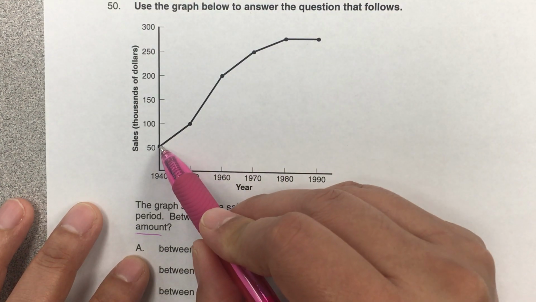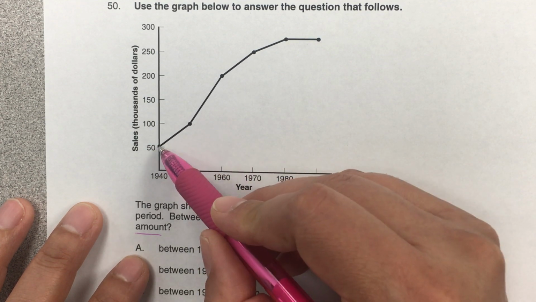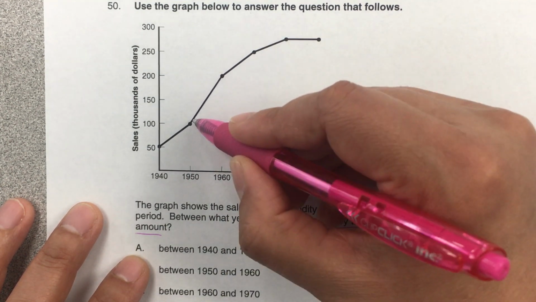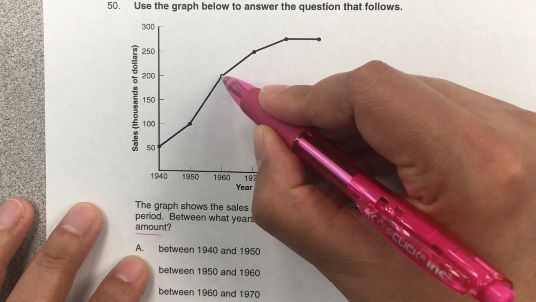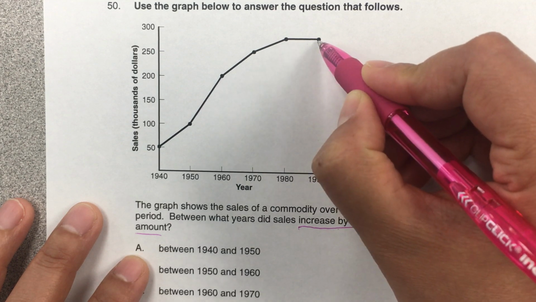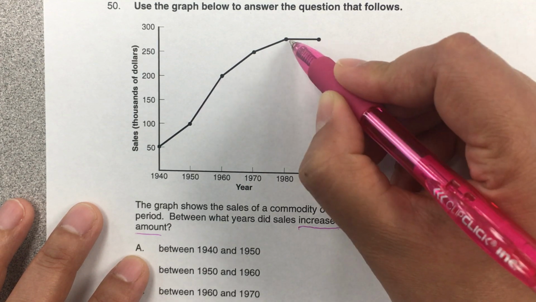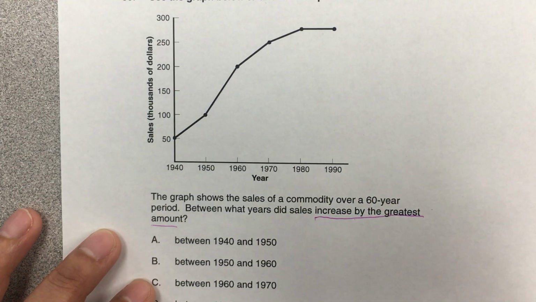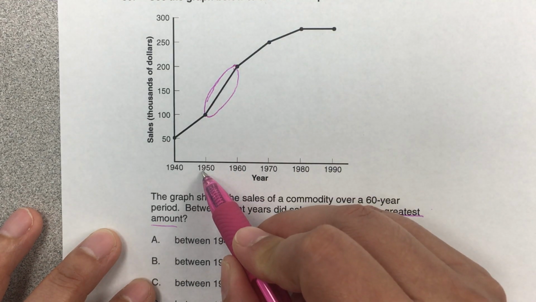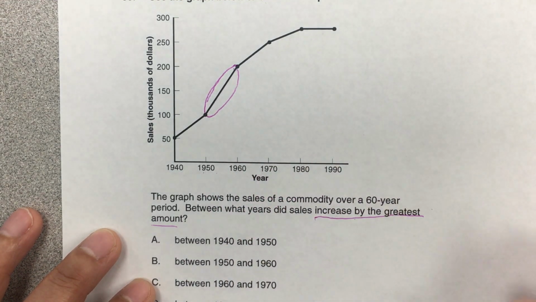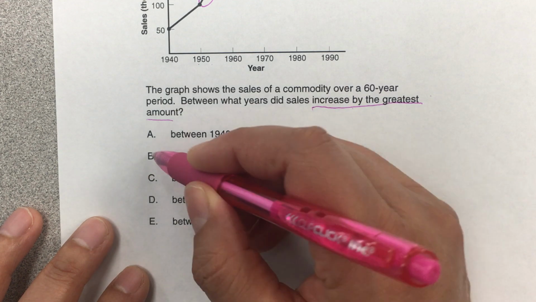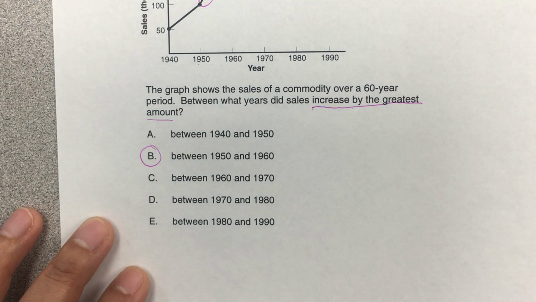Okay, so in here we see that there is an increment, the slope is growing, but then this is a higher increase. Then the increase is slower, and slower or nothing actually between these 2 years, or this decade actually, because it's every 10 years. The greatest increase that we can see is between these 2 points, which is between years 1950 and 1960. So it would be between 1950 and 1960, which is letter B.